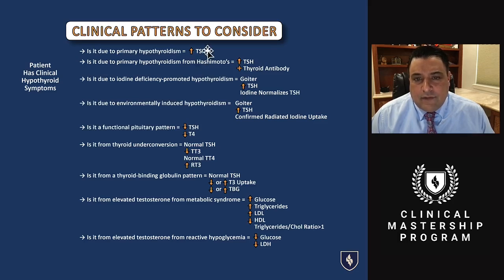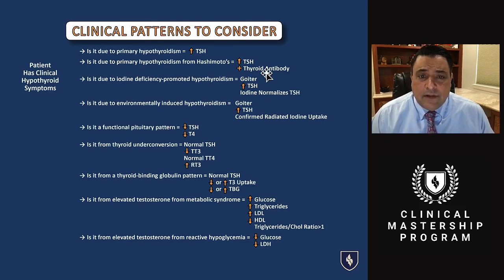And the next question is, is it due to primary hypothyroidism Hashimoto's? In that case, TSH is high, and they have positive thyroid antibodies, either thyroglobulin or TPO antibodies. TPO antibodies being more sensitive. If you only have to pick one, use your TPO antibodies.